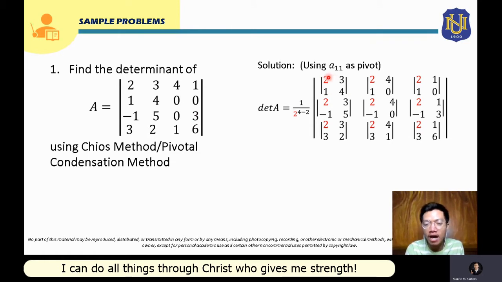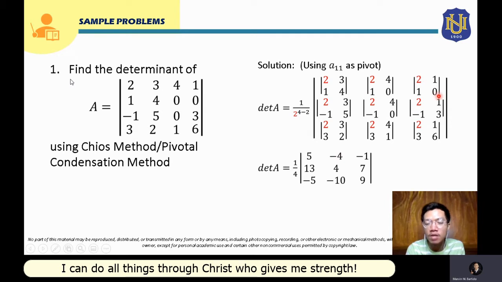Now, after we have formed these 2 by 2 matrices, we are going to solve for the determinant of each of these 2 by 2 matrices. So the answers for this 2 by 2 matrix: its determinant will just be 2 times 4 minus 1 times 3, so that will be 5. And here, 2 times 0 minus 1 times 4, so that will be negative 4.